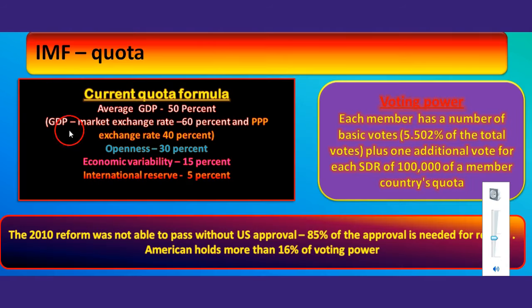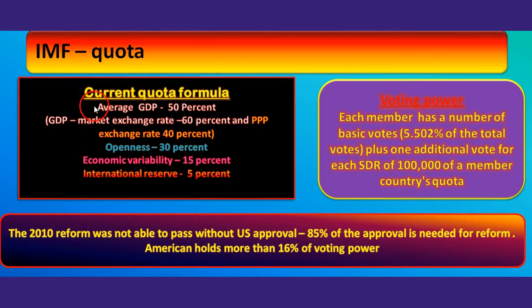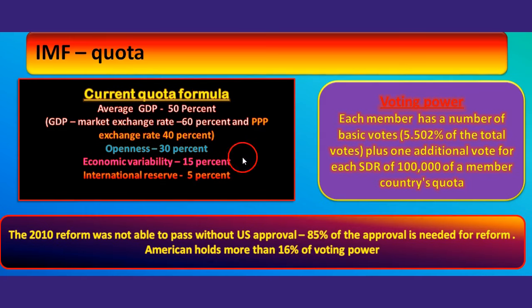Quota is determined by these factors. Average GDP is given a weightage of 50%. Here, GDP at market exchange rate is given 60% weightage, and purchasing power parity exchange rate, that is 40% weightage. And openness of the economy is given 30% weightage. Economic variability 15%, and the international reserve 5%. Just remember these terms.